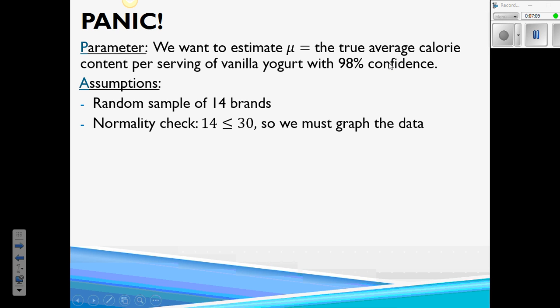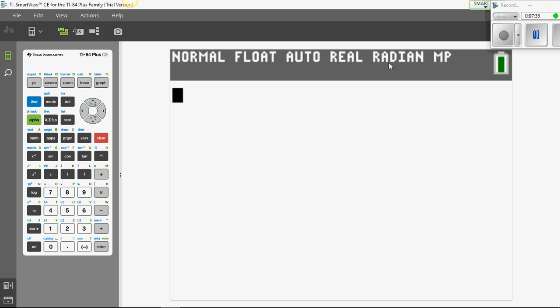However, do you notice that when we're checking for normality here, 14 is less than or equal to what? 30. So now it's time to actually use those data points and construct a graph. Does that make sense? We're going to need to pause our PANIC and go to our calculators and type in the data that we were given. Are you with me on what we need to do? We need to construct a graph using those data points, and you do need to use your calculator to do this.